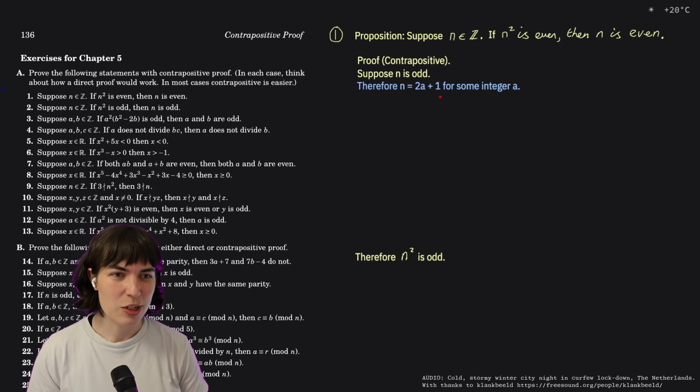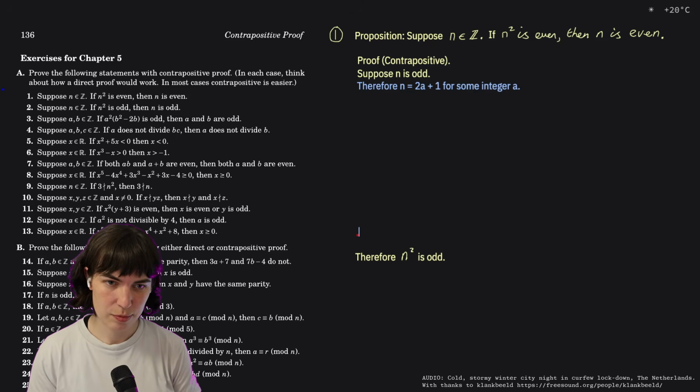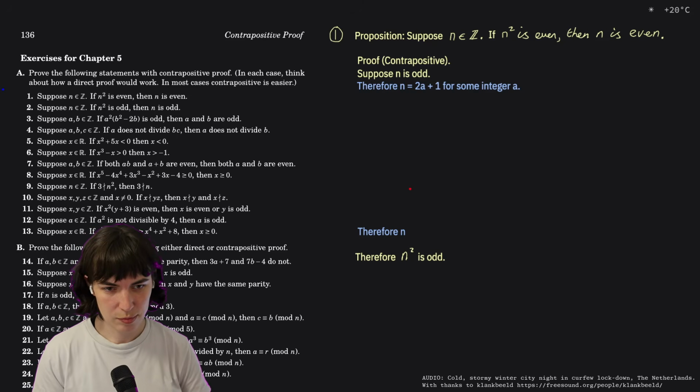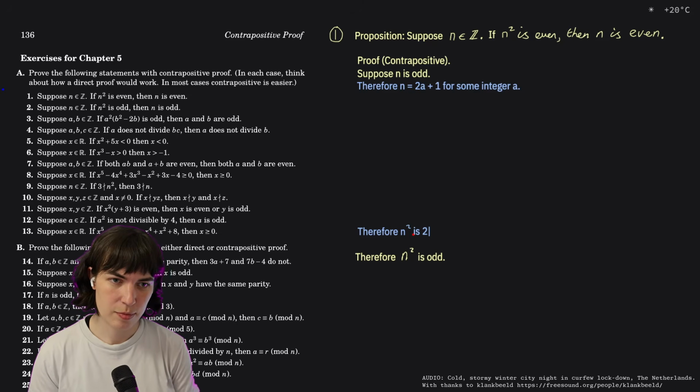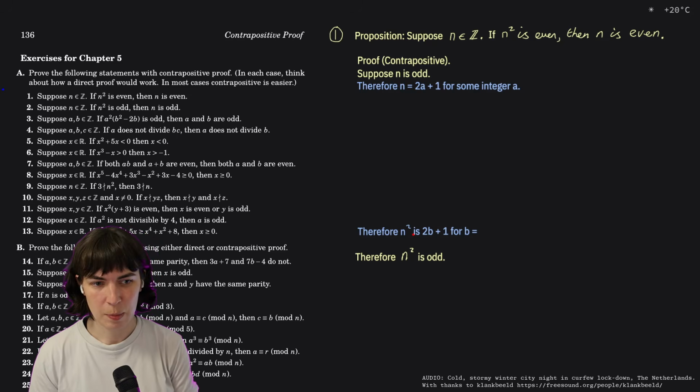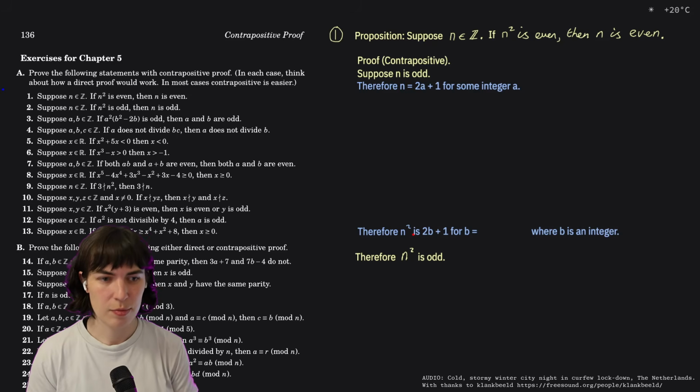Suppose n equals 2a plus 1 for some integer a. And we want to get to... or something.